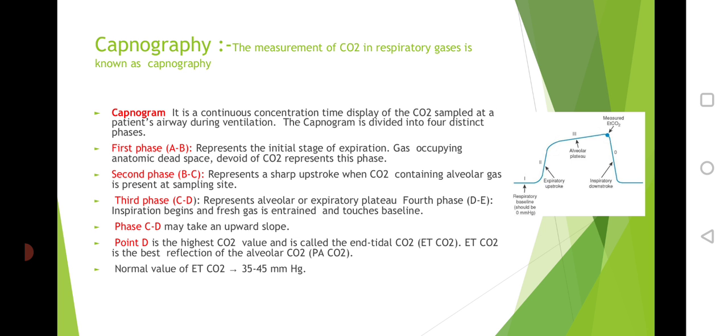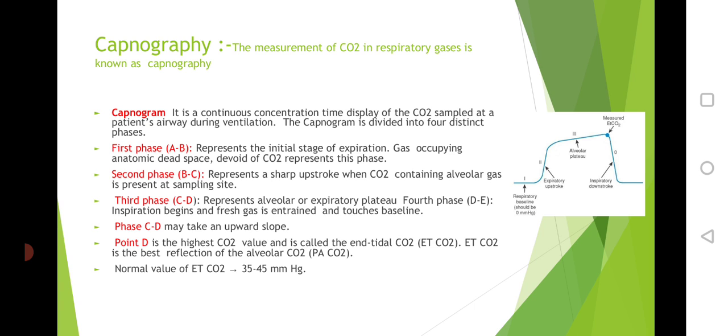Capnography. The measurement of carbon dioxide in respiratory gases is known as capnography. Capnogram. It is a continuous concentration-time display of carbon dioxide sampled at a patient's airway during ventilation. The capnogram is divided into 4 distinct phases. First phase A to B is called the descending stage, the initial stage of expiration. Gas occupying anatomical dead space devoid of carbon dioxide represents this phase. Then second phase B to C represents the sharp upstroke when carbon dioxide containing alveolar gas is represented at the sampling site. And third phase is C to D, representing the alveolar or expiratory plateau.